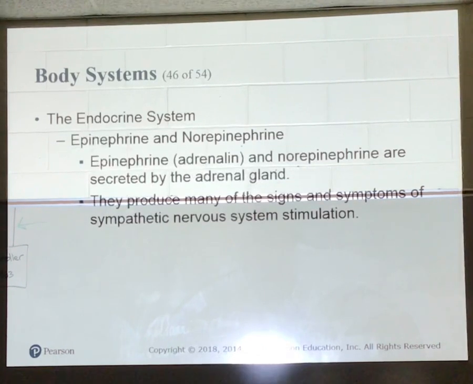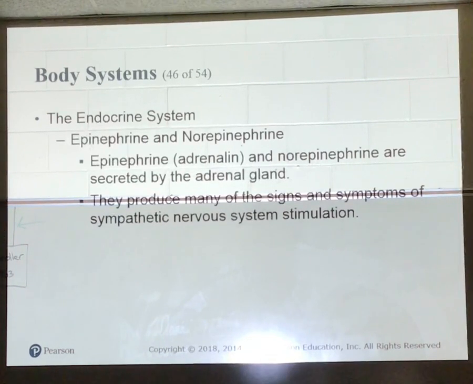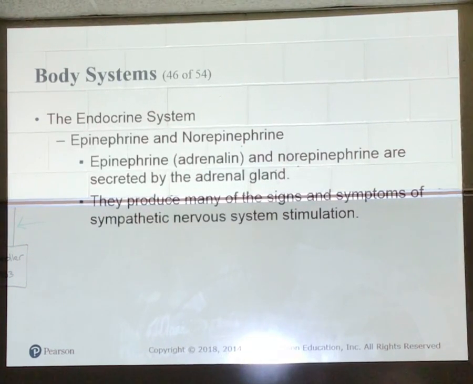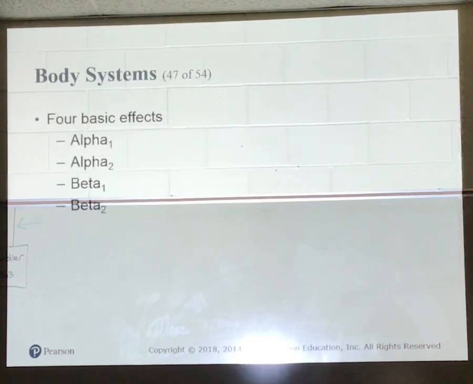Norepinephrine has mostly alpha 1 and alpha 2 properties, with lesser beta 1 and beta 2 properties. The primary effects of norepinephrine are on blood vessels. It usually causes the blood vessels to constrict, and it raises your blood pressure.